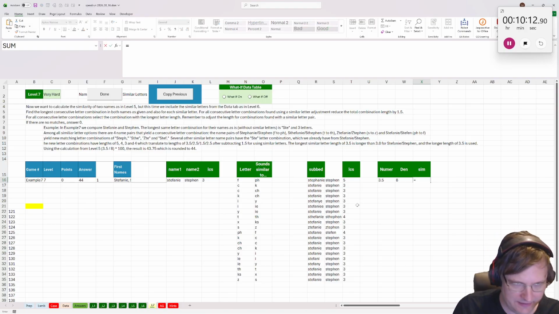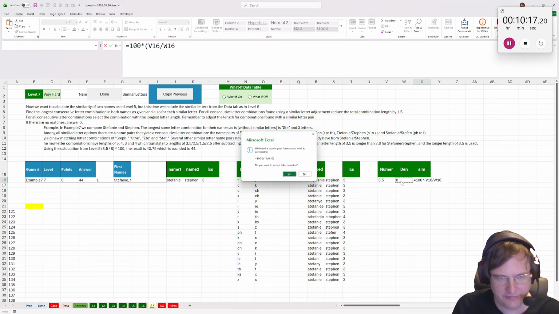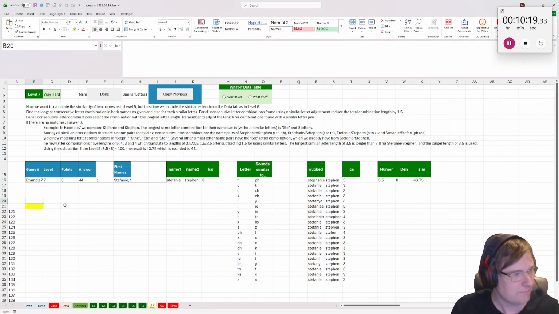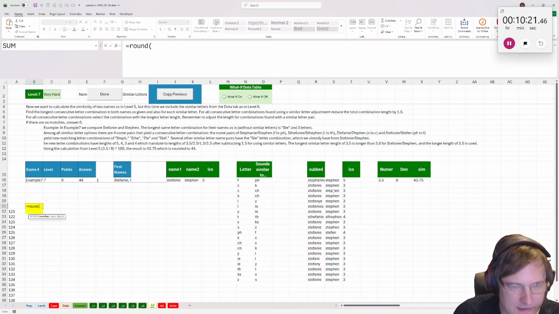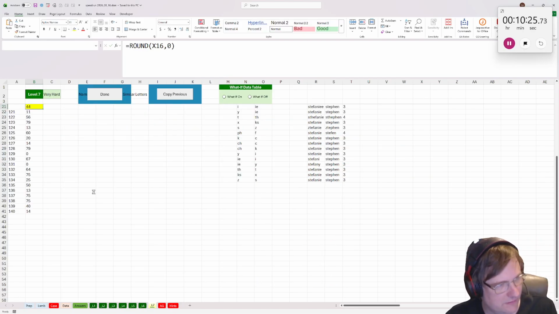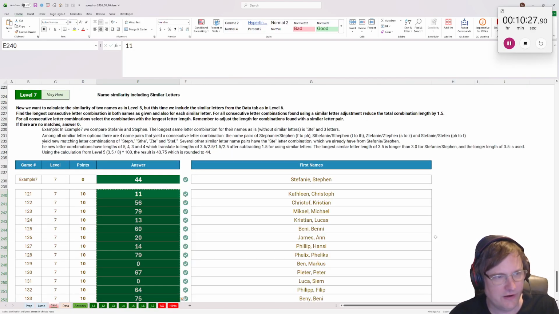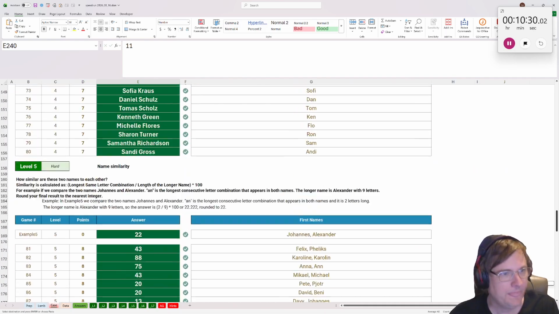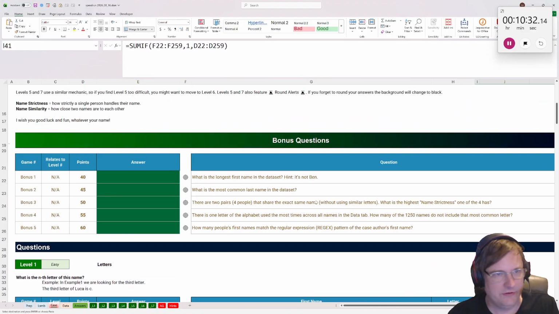So the similarity is 100 times this over that, and then round this to 0 places. Hopefully that will get us 1,000 points so far. Let's see. Ta-da, 1,000 points so far.